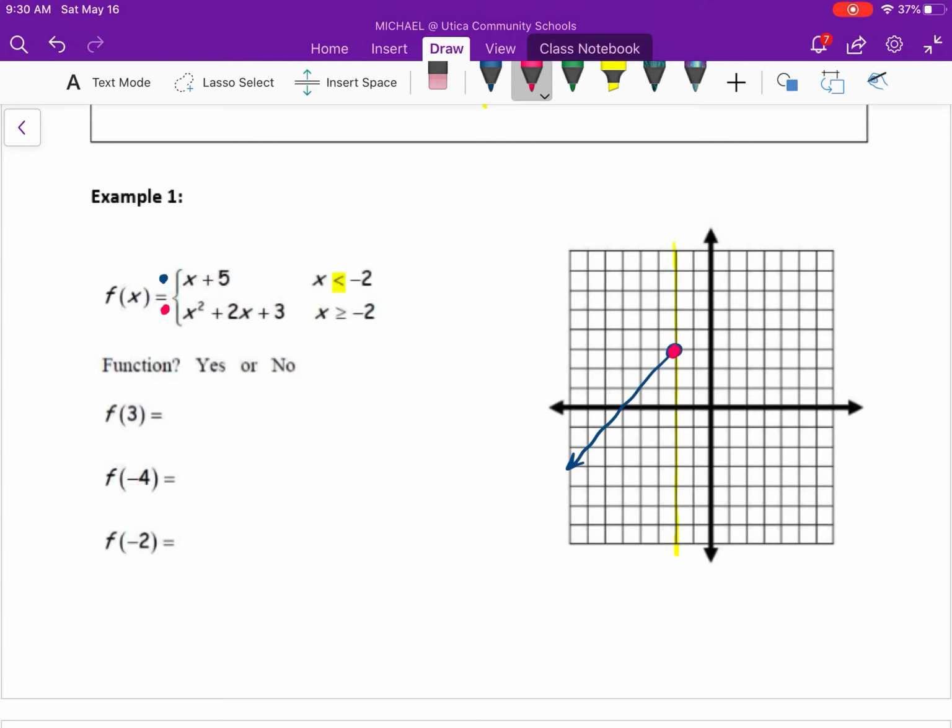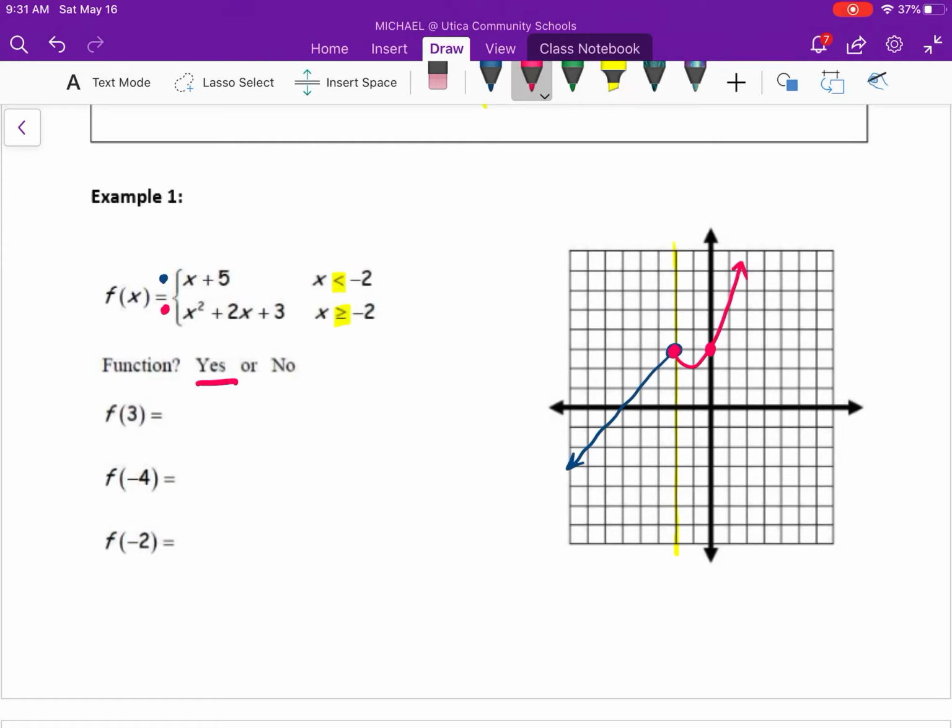And then the rest of the graph, I can try to figure out. When I plug in a 0, I get 3, so it looks like it should be something like this. And again, you can verify that using Desmos or something like that. So is this a function? Yes, it's a function.